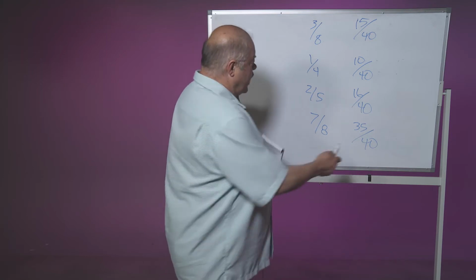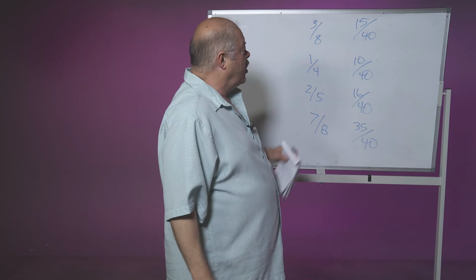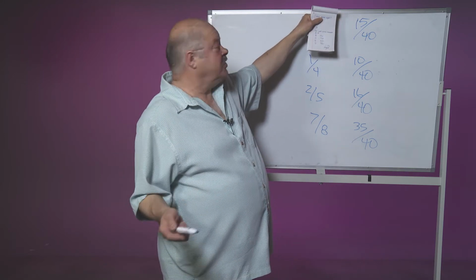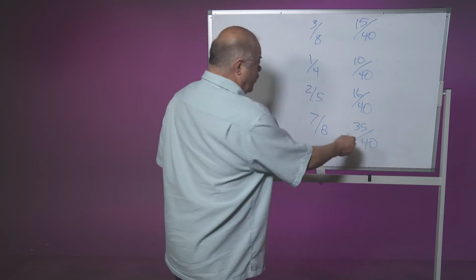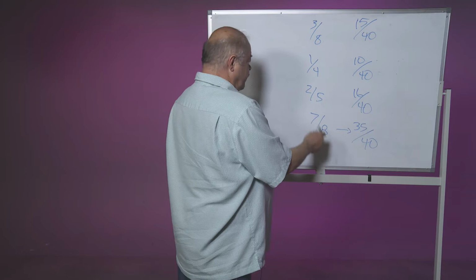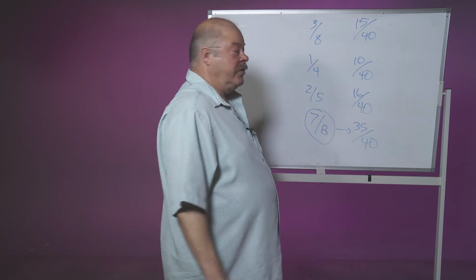And so now that we all have the same denominator, we can look at which one has the biggest numerator. And that would be this one right here. And so the biggest fraction of these is 7/8. And that's how we do this.